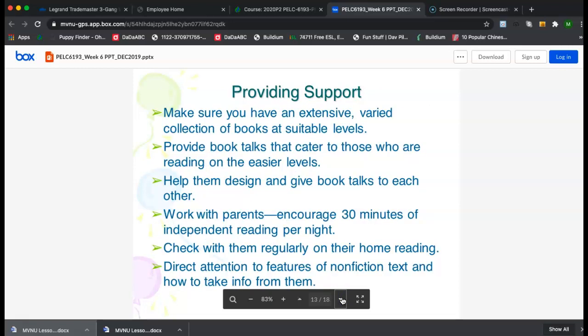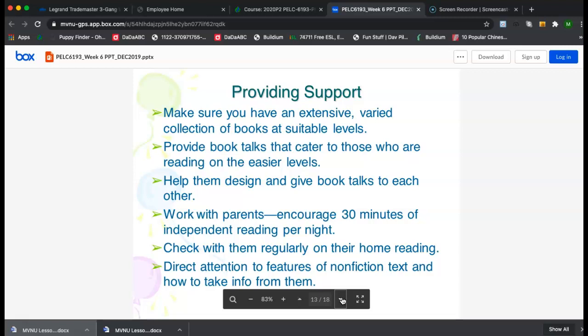How can we provide support to struggling readers? Make sure you have an extensive, varied collection of books at suitable levels. Most public libraries have a library book sale once a year or once every couple years. Those sales are great places to pick up books. Ordering through Scholastic Books or Seesaw or Troll. Provide book talks that cater to those who are reading on the easier levels. Help them design and give book talks to each other.